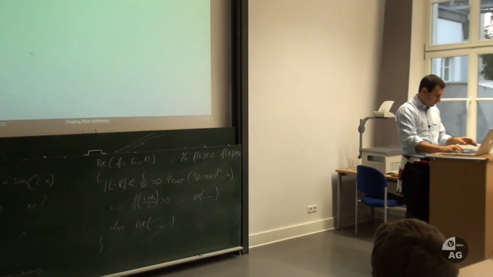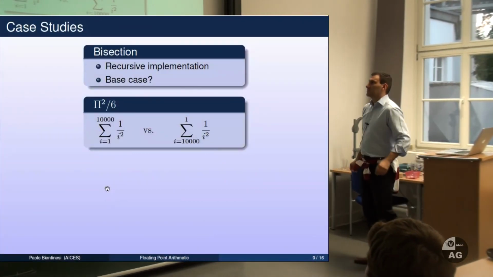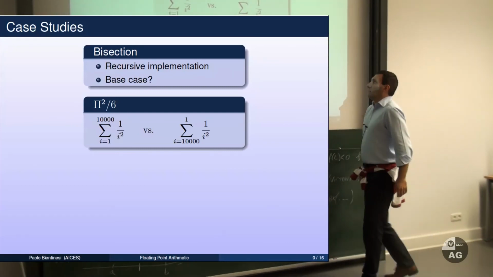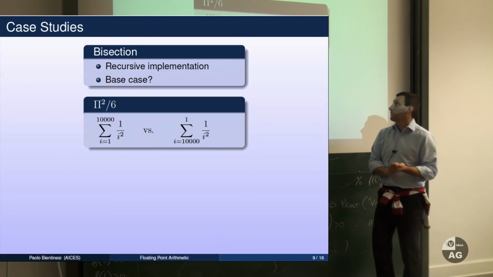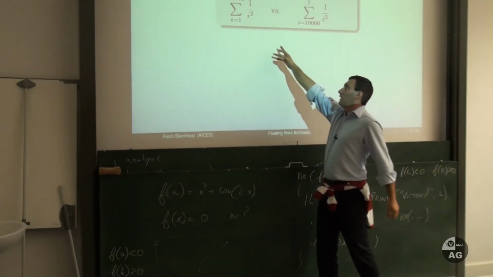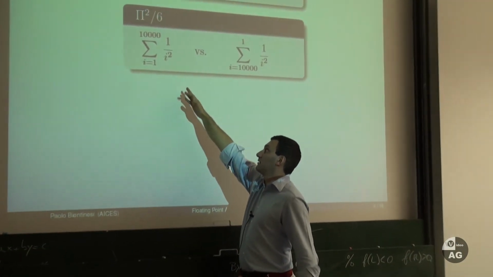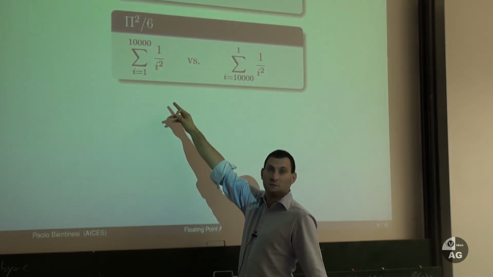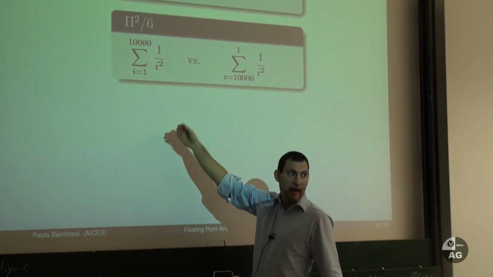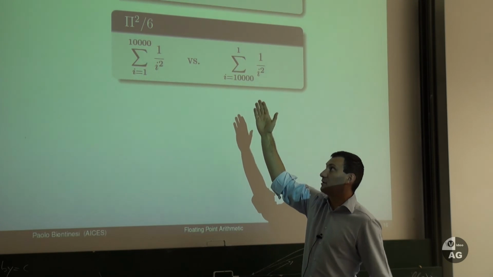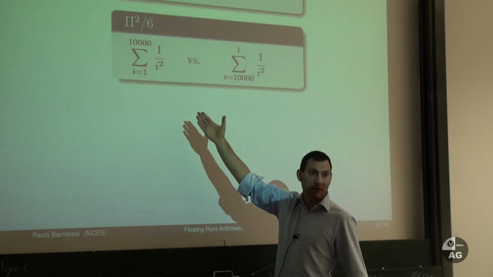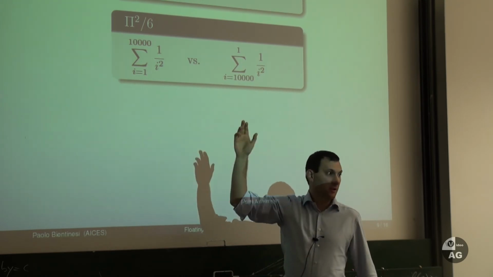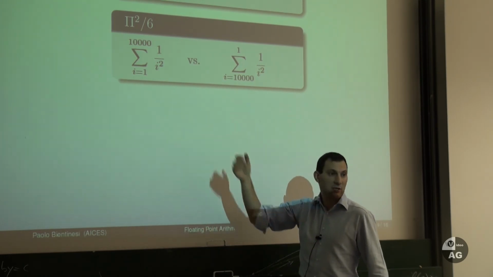Let's go to the next example. Let's say that I have two algorithms for computing pi. Mathematically, I know that this infinite sum adds up to pi squared divided by 6. So you just have to add an infinite amount of numbers, and then you take the square root, you multiply it by 6, and you get pi.